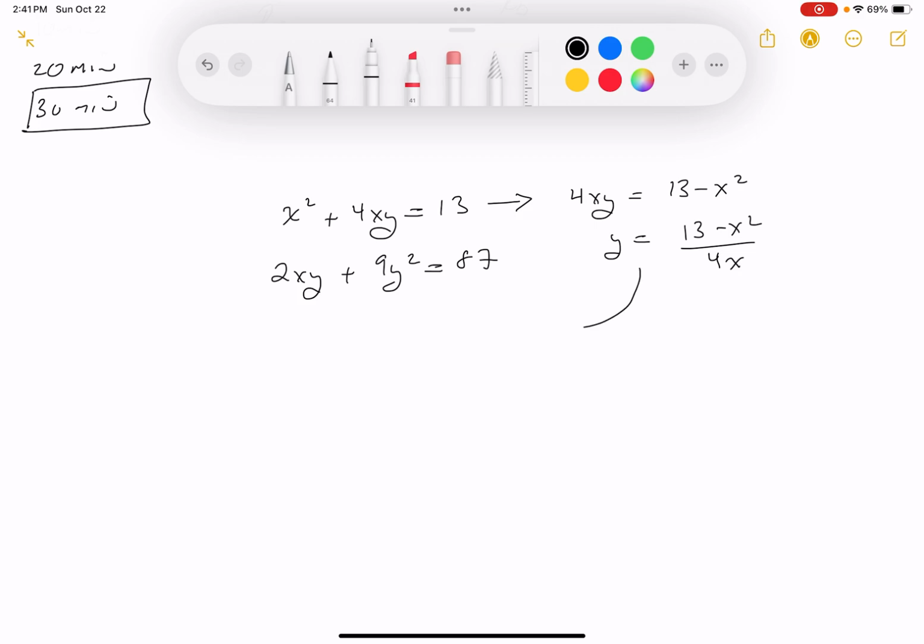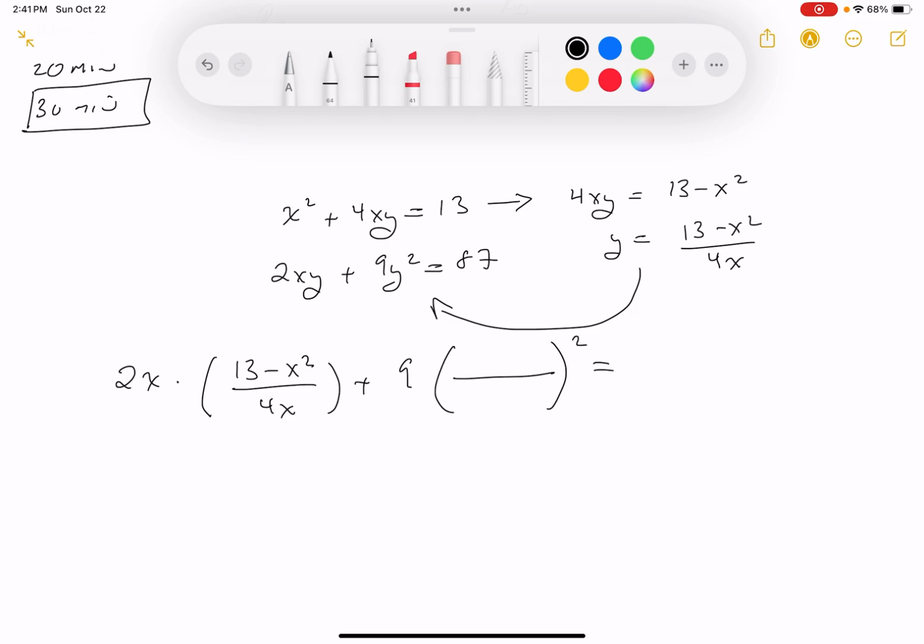Then what I would do is I'd plug this into this equation over here, and hopefully it's going to get easy. Let's write this down. 2x times y. What's y? It's 13 minus x squared over 4x, plus 9y squared, and y is 13 minus x squared over 4x. Looks pretty nasty, doesn't it? So I'm going to try to simplify that.